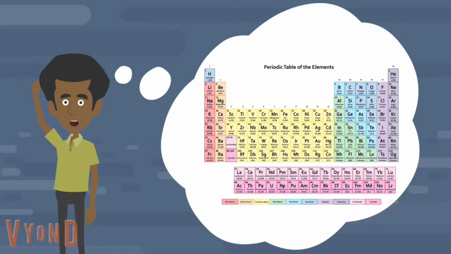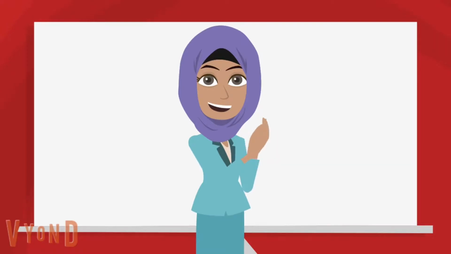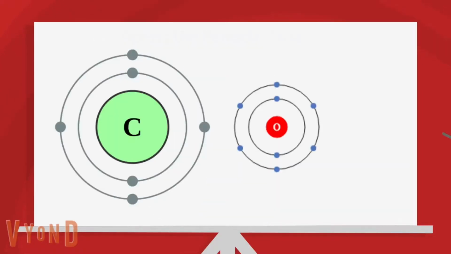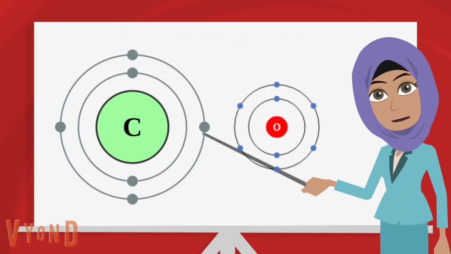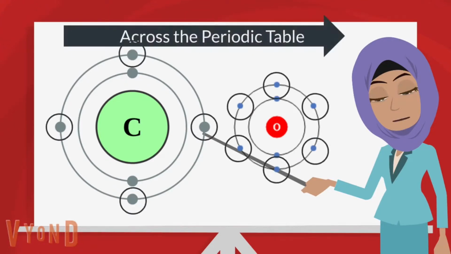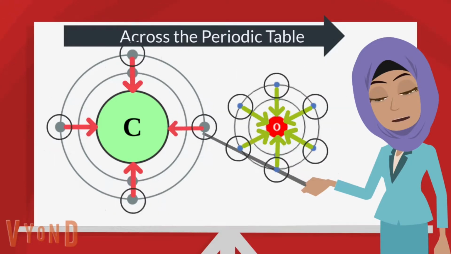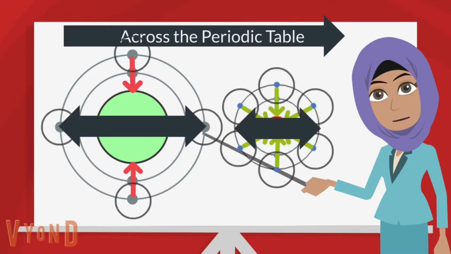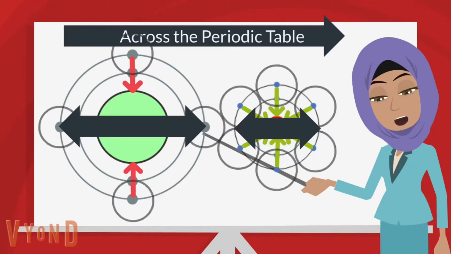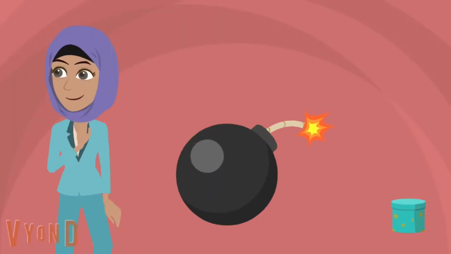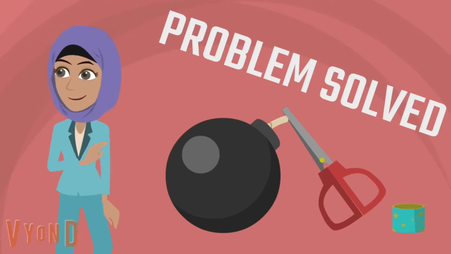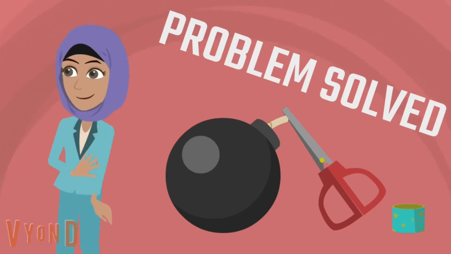Teacher, is it because carbon lies before oxygen in the periodic table? Yes, Ravi, you're absolutely correct. This is because across the period from left to right, the effective nuclear charge increases, which makes the attraction towards nucleus increase, which also makes the size decrease, so electronegativity increases. So the problem is solved. It is proof that oxygen is more electronegative than carbon.